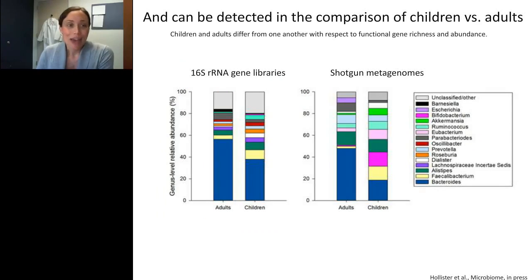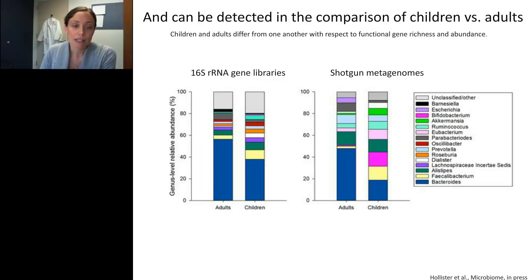Taking a couple steps back down that developmental continuum, we find that even though children tend to reach an adult-like stage by the time they're 3 or 4 years old, children and adults still differ from one another quite dramatically with respect to their community composition and the types of functional genes that they carry. And this is consistent across multiple sequencing technologies.